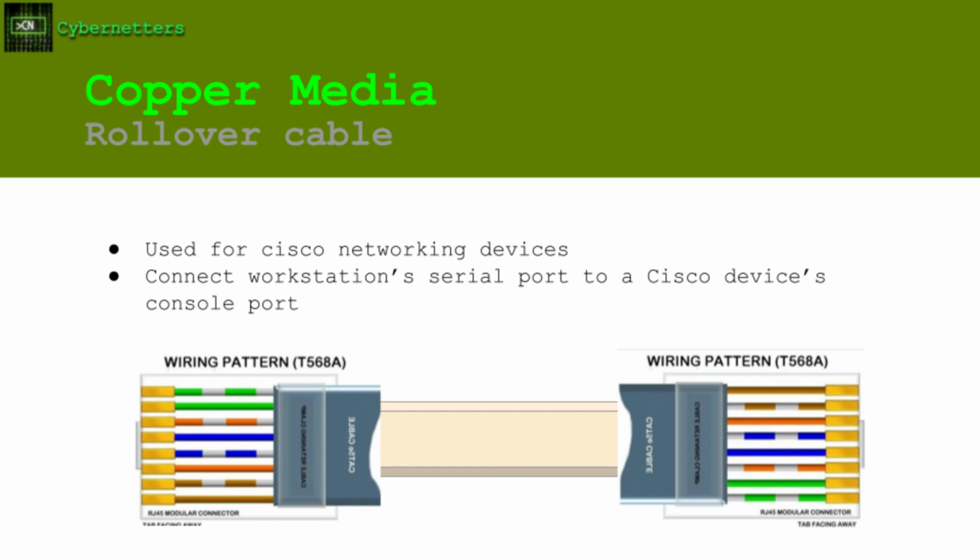Rollover cables are primarily used for Cisco networking devices. So it is used to connect a workstation serial port to a Cisco device's console port for configuration. Since many PCs no longer have serial ports, a USB to serial adapter is often needed. Also, T568A and T568B may be used, but since the cable is reversed, it does not function like straight-through or crossover cables because these rollover cables are only used for console access and device management.